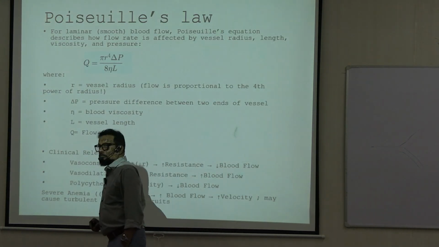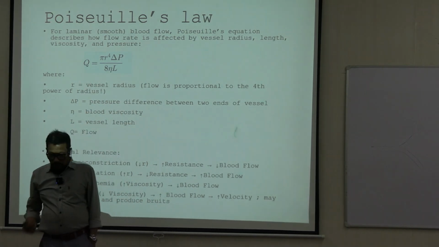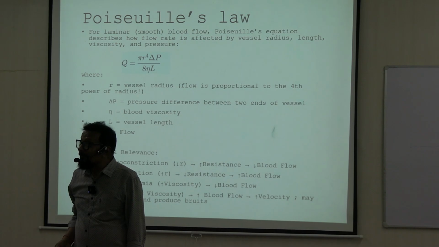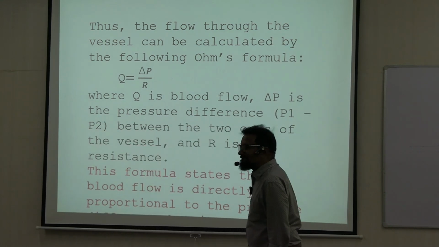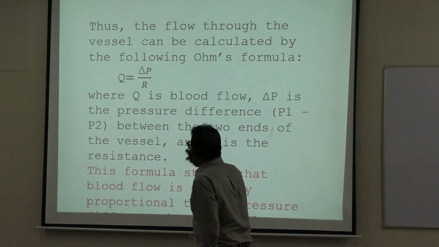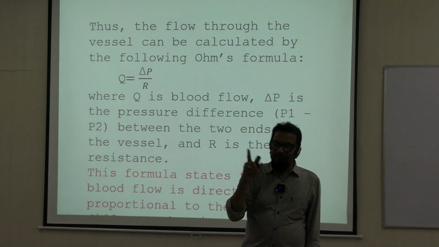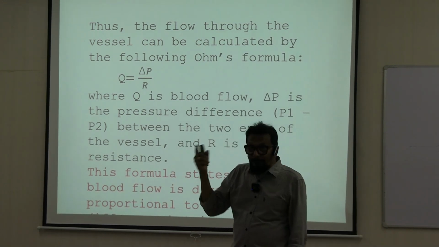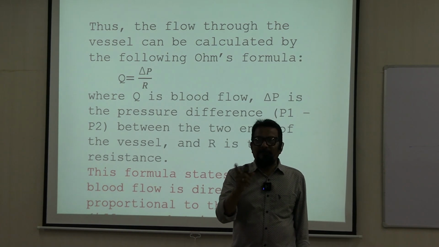Now, in this equation you replace Q. We know in Ohm's law, what do we learn? Q is equal to delta P by R. So in Poiseuille's law, instead of writing Q, we will write delta P by R, and the rest of the Poiseuille's equation will remain the same. Now from this equation, you derive the value of R.